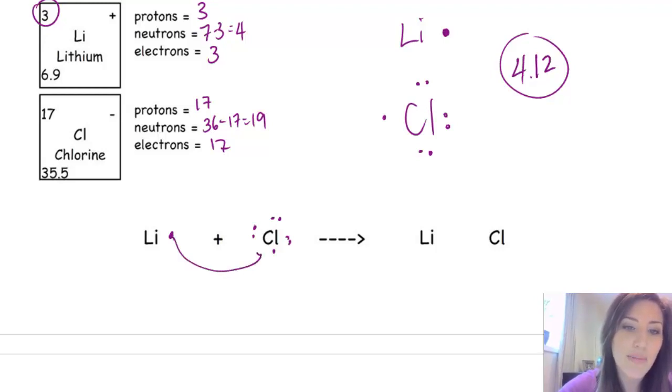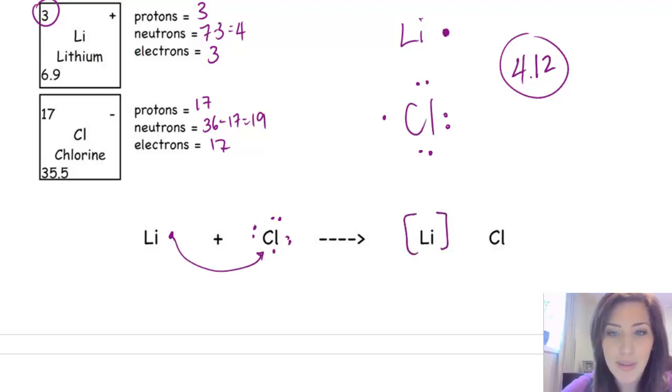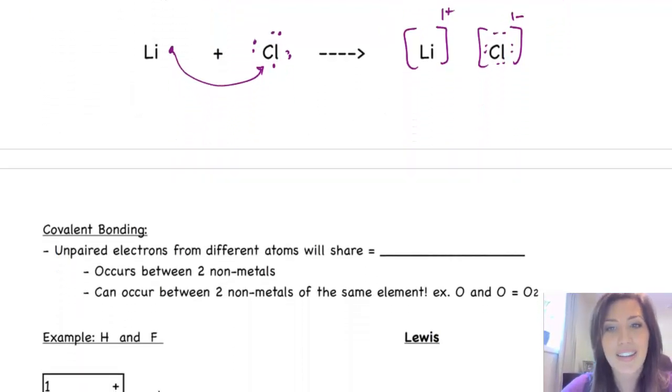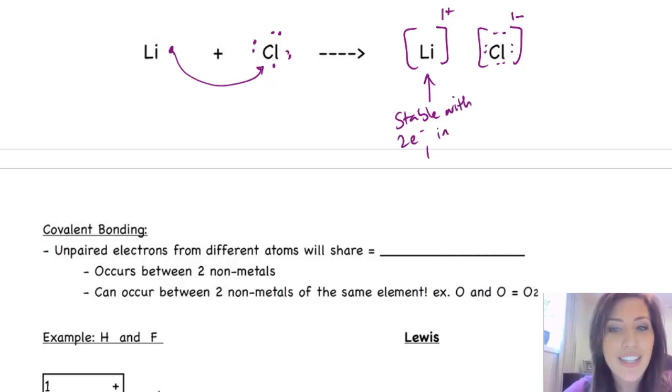So this lithium is going to be transferred over into that vacant spot, and lithium is going to be left as 1 positive. Chlorine is going to have 1, 2, 3, 4, 5, 6, 7, 8 full electrons, and it has 1 extra electron, so we say 1 negative. Now you'll notice again here, this lithium has no dots around it. It is stable with 2 electrons in its first shell, and chlorine is stable with 8 valence electrons.